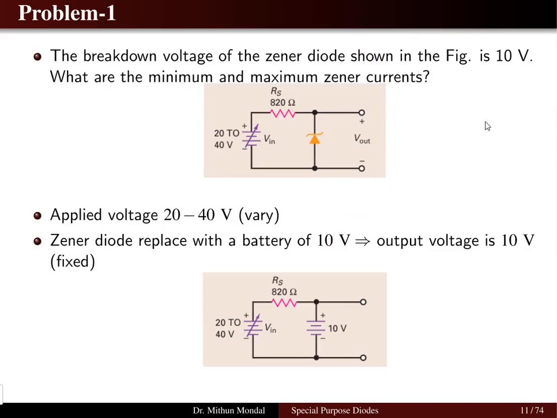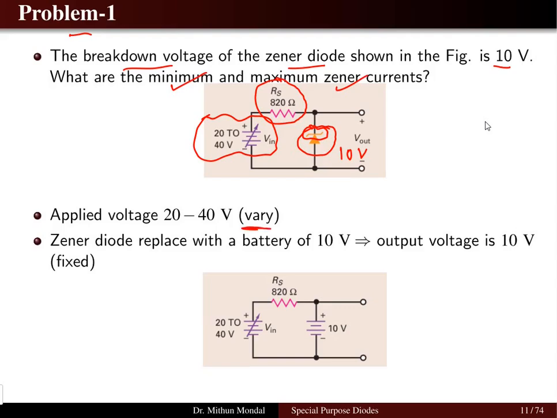Let us understand that with a problem. Problem number 1. The breakdown voltage of the Zener diode, which is shown in the figure, is 10 volt. Here you have the Zener diode, and the Zener diode is differentiated from a normal diode with the help of this Z symbol. So here you need to maintain a voltage of 10 volt. If you see the source, it is a variable source, 20 to 40 volt, and there is a Zener resistance of 820 ohms. You have to determine the minimum and the maximum current that will flow in the circuit.